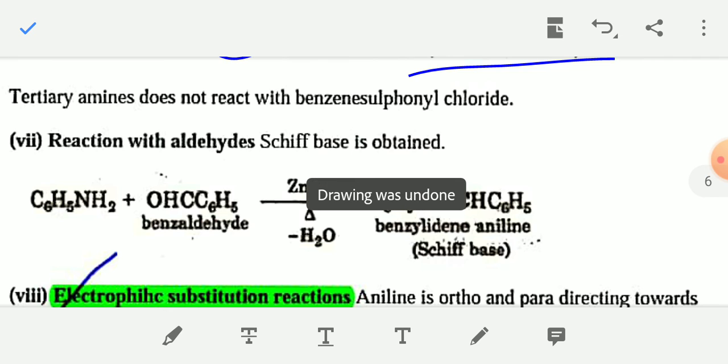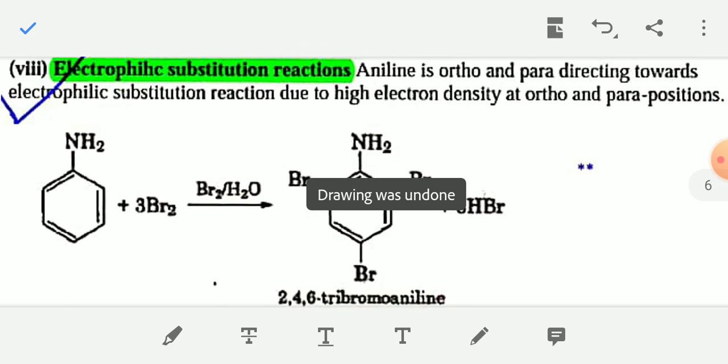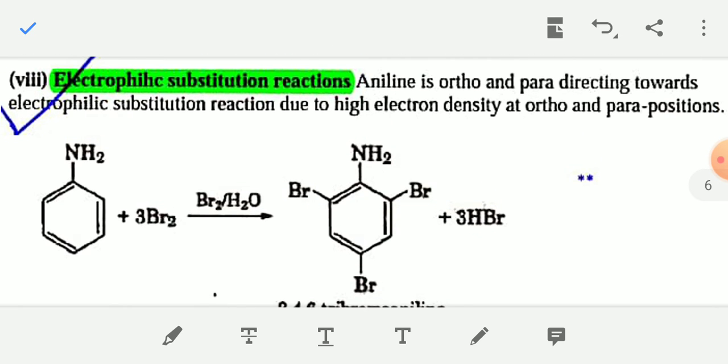Next, electrophilic substitution reaction of amines. Electrophilic substitution is a main reaction of aromatic amine. Aniline is ortho-para directing. In aniline, the NH2 group is directly attached to the benzene ring, and the NH2 group is an ortho-para directing group. Aniline is ortho-para directing towards electrophilic substitution reaction due to high electron density at ortho and para positions.